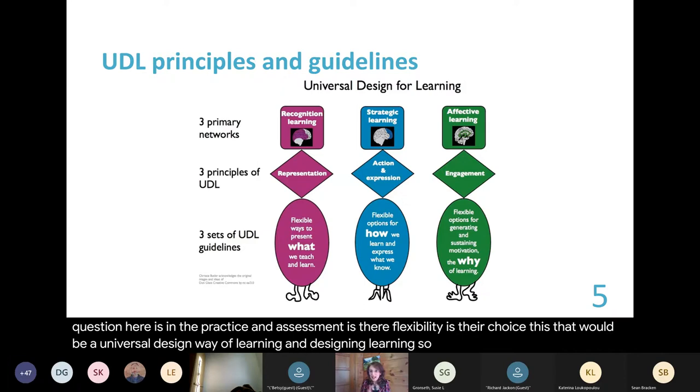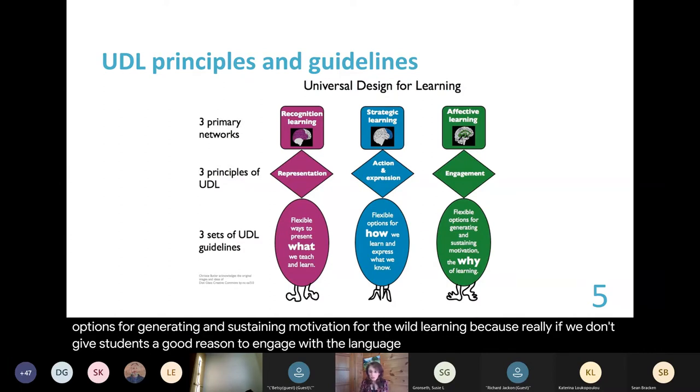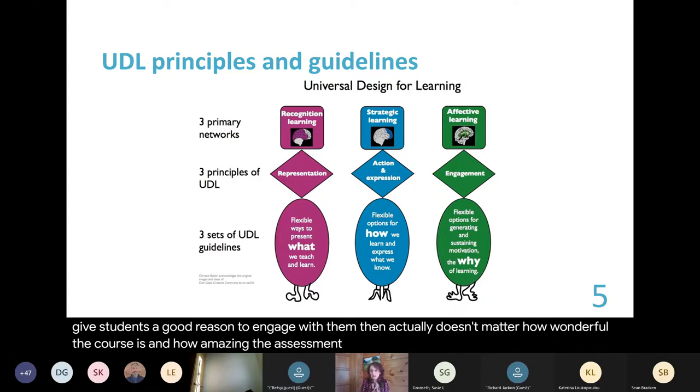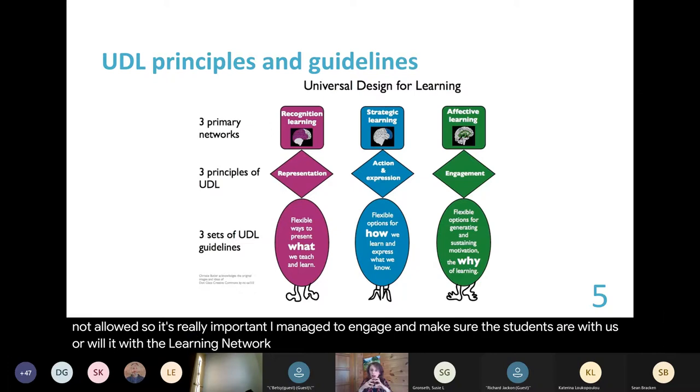So engagement, the last one, is about flexible options for generating and sustaining motivation, or the why of learning. Now, this is so important. Normally I mention this first, because if we don't give students a good reason to engage with the learning, if we don't motivate them, then it doesn't matter how wonderful the course is and how amazing the assessment is. If they don't engage with it, they will not learn. So it's really important, especially as we've seen in this last year of pandemic pedagogy, that we manage to engage and make sure the students are with us, with the learning. So these networks and these guidelines and principles are interconnected.